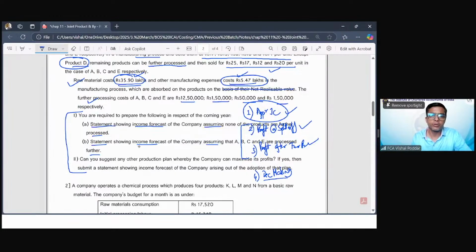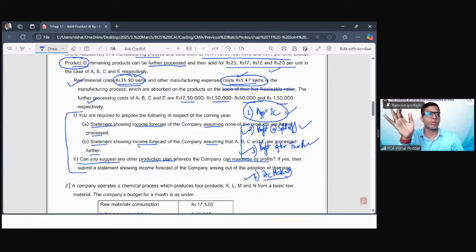And then they have also asked you decision making. How? Can you suggest any other production plan whereby the company can maximize the profit? Now, what will be any other production plan? In the first plan, you are selling all at split off. In the second plan, you are selling all after further processing. Now, in this suggestion, we have to give them the decision that, okay, you do not further process all. You only further process these two or three and remaining you sell as split off itself. This will be your suggestion or the alternate production plan.